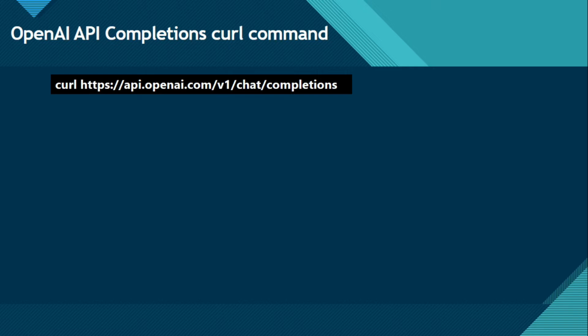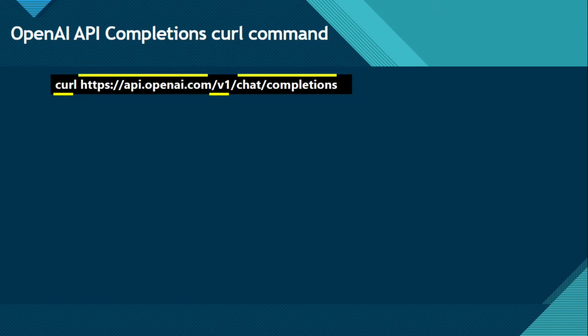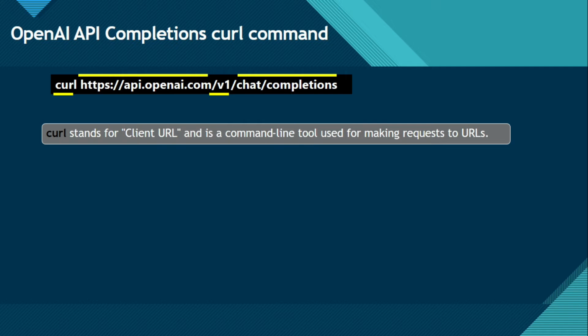So this is a curl command. We have curl and then https://api.openai.com/v1/chat/completions. Now what is all this? Let me explain these terms one by one. What is curl? Curl stands for client URL, C for client and URL, and this is a command line tool used for making requests to URLs.